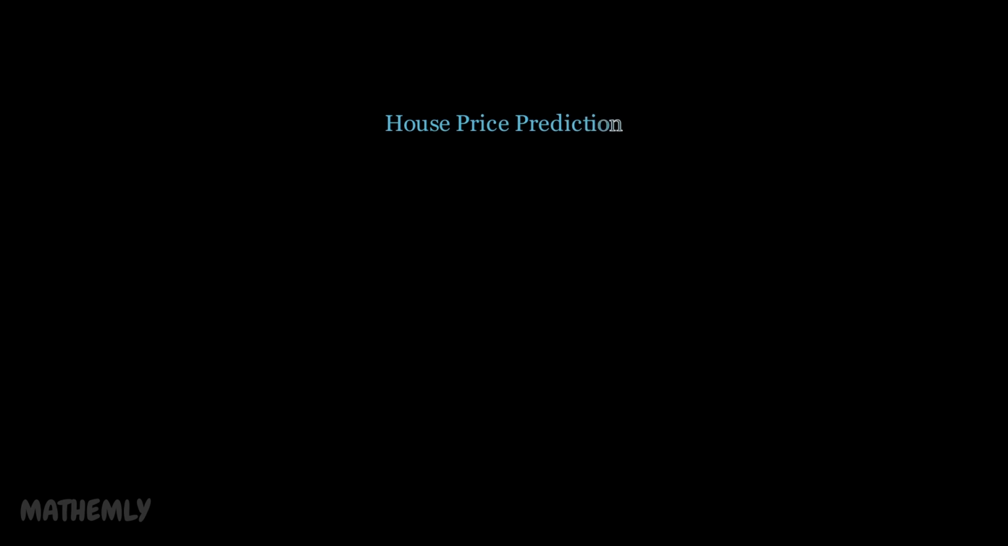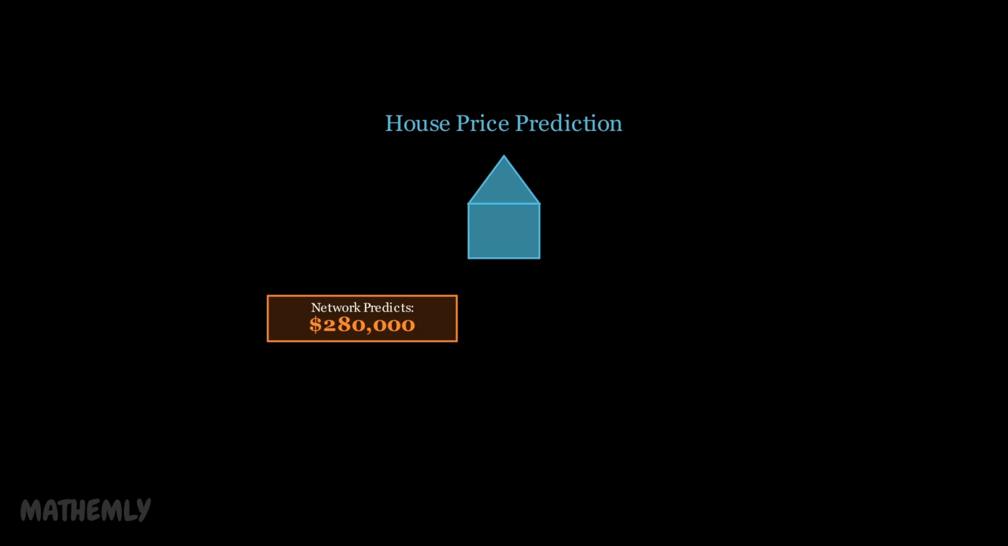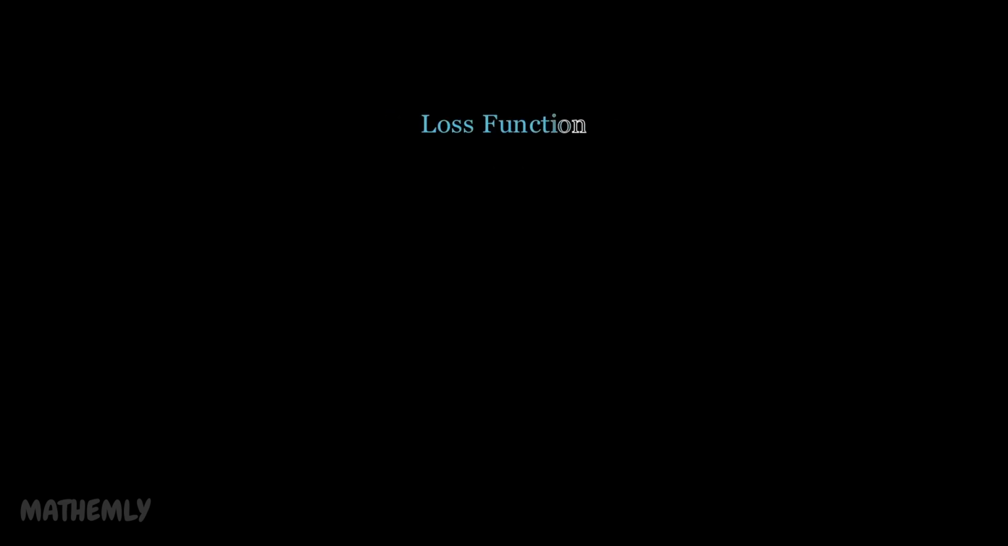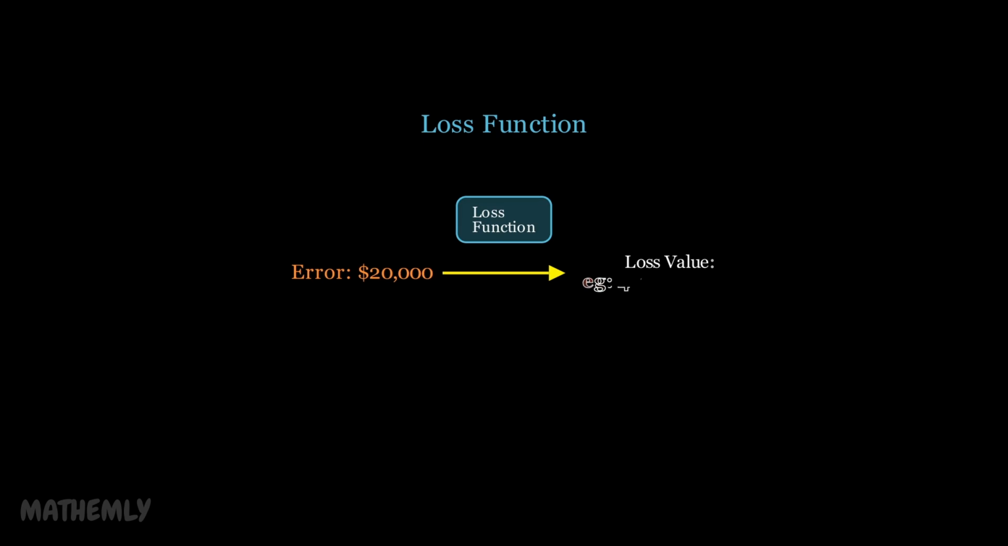Let's go back to our house price prediction example. Suppose the network predicts $280,000, but the real price is $300,000. The difference between those two numbers is the error, but we need more than just a difference. We need a consistent way to measure how wrong the prediction was. The loss function takes that difference and turns it into a single numerical score called the loss value.